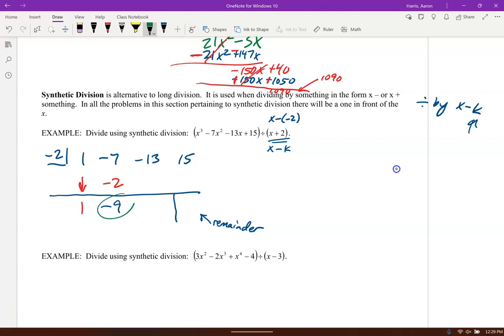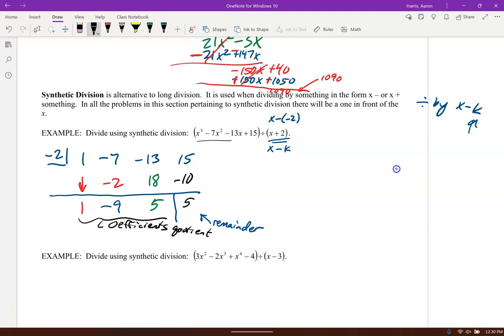Now I take the negative 9 times negative 2, which gives us 18. I put it right there. Negative 13 plus 18 is 5. And then 5 times negative 2 gives us negative 10. Good. And then 15 minus 10 gives us 5. So these right here are the coefficients of our quotient.